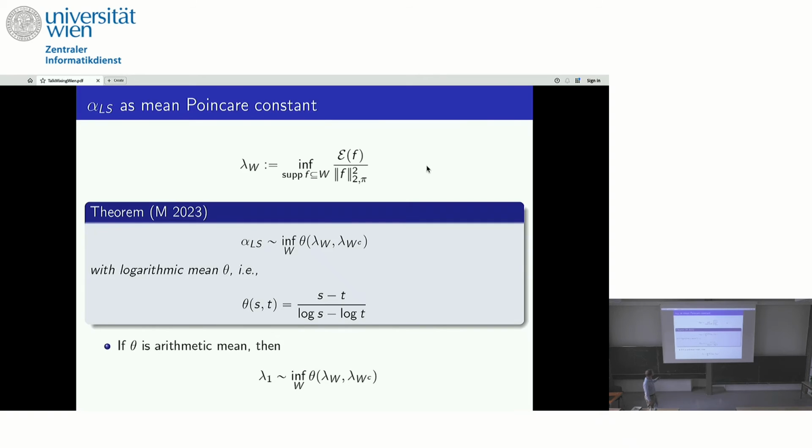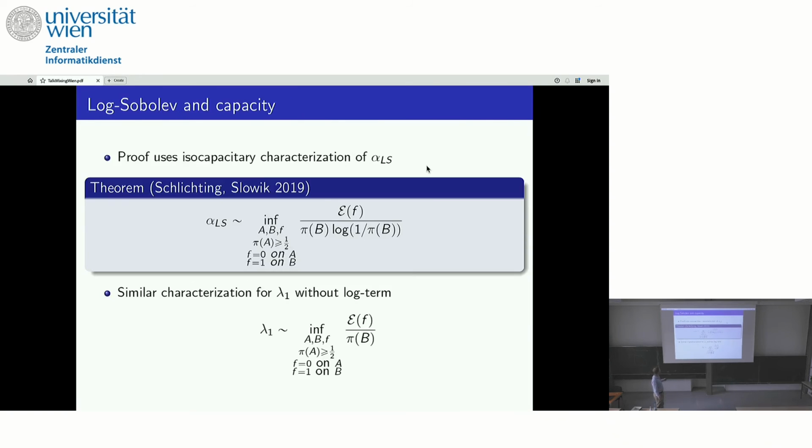So that will be a tool for proving this non-negative curvature estimate. And the proof idea is that one can use an isocapacitary characterization of the log-Sobolev constant. So the capacity is if you fix A and B, and you only do the infimization over the function f, and then you take the energy of f. So that's considered the capacity of f.